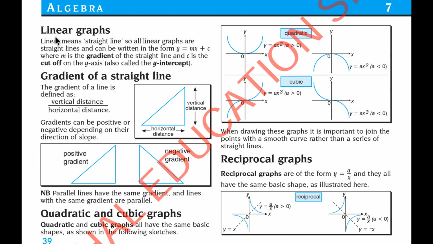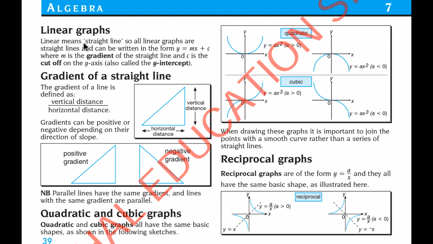Today we are going to discuss linear graphs and the gradient of a straight line, and quadratic, cubic and reciprocal graphs. There are short systems and techniques to identify them. I will explain one by one. Linear graphs like these, everything is under the algebra chapter.